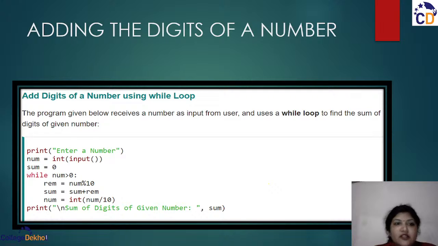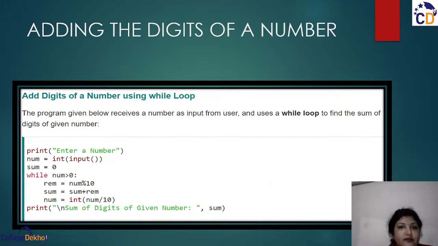Let us move to the next program, adding the digits of a number. It is not addition of two numbers. It is adding the digits of a number. You have a single number. Suppose I am talking about 45. We are not talking about 45 being greater than any other number. No, we are talking about the digits that are there in the number. We are going to add them.